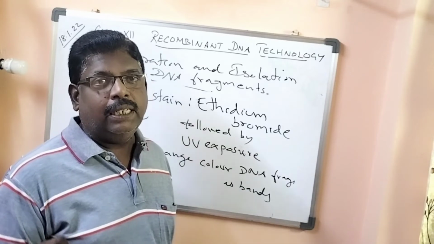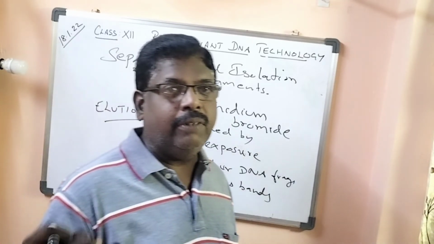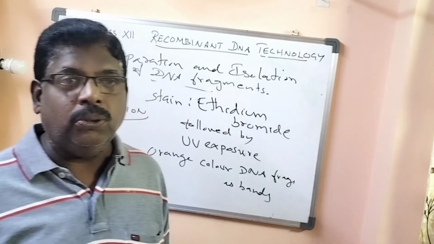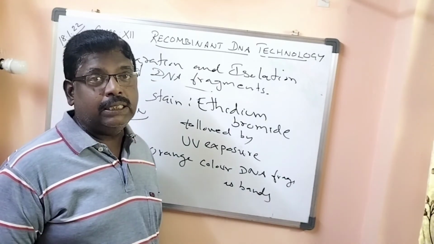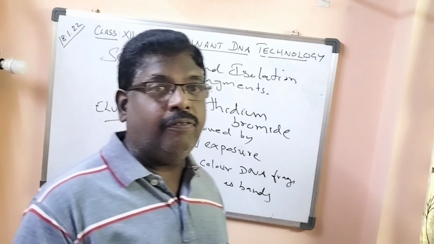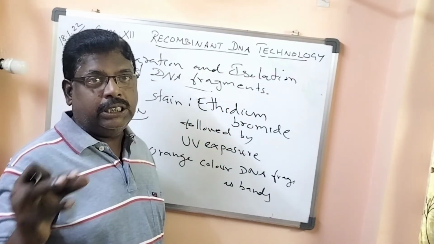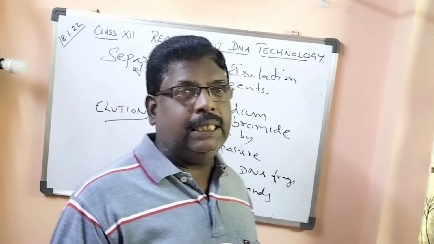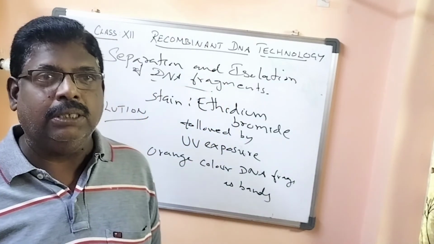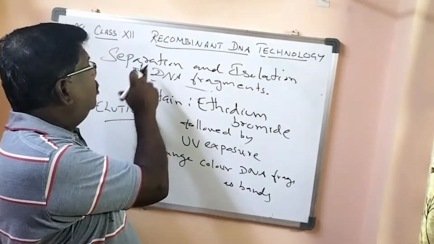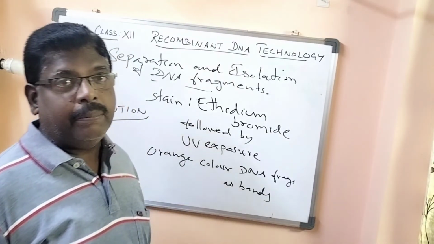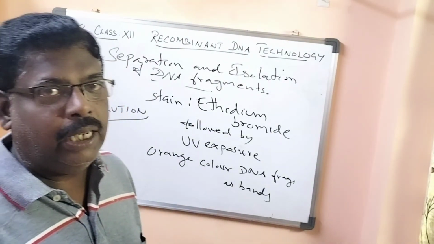Through the sieving effect it moves, and we need a stain called ethidium bromide to visualize DNA fragments. After applying ethidium bromide, we expose it to UV rays. Then you can see orange color DNA fragments. Later on, they can be extracted from the agarose gel. That process is called elution, and that is how the DNA fragments are separated and isolated.